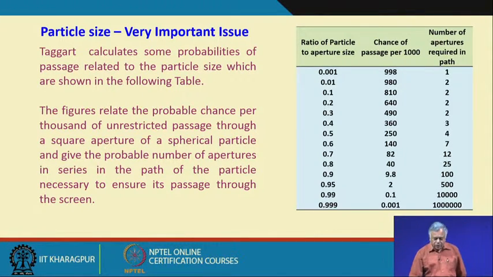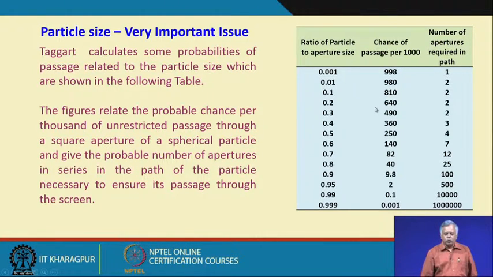So, this is the chart where I am giving the ratio of particle to aperture sizes. That means, when your aperture size is, suppose, 1000 microns and your particle is 1 micron, the ratio of particle to aperture is 1 by 1000, that is 0.001, and the chance of passage per 1000 is 998. The number of apertures required in the path is only 1, that means in one passage, one chance, it has got 998 times out of 1000 to pass through. So, this is like your probability calculations.